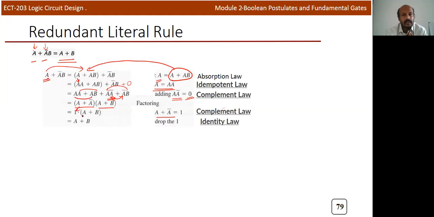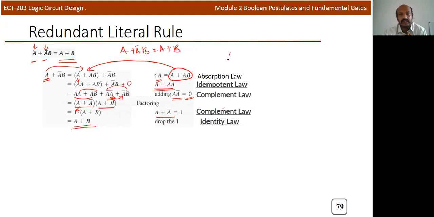I can drop this by using the identity law. So it becomes A plus B. So now I have proved this redundant literal law, which is very important: A plus A bar B is equal to A plus B.